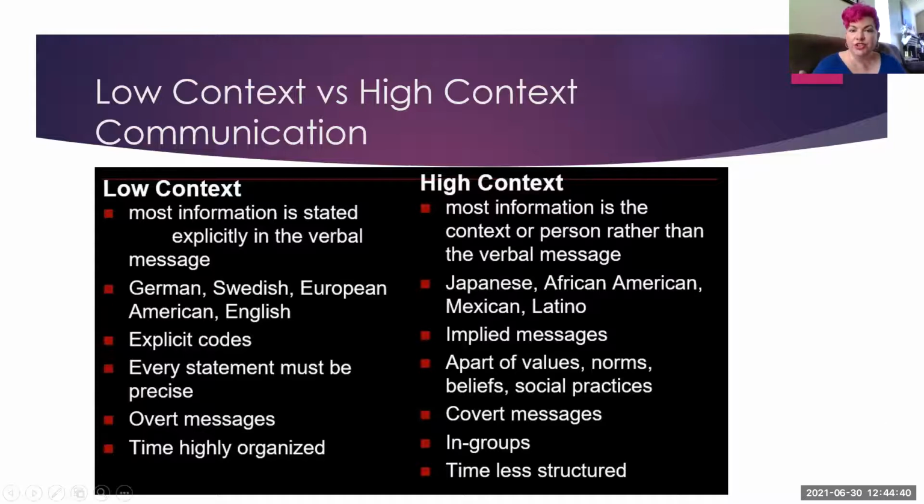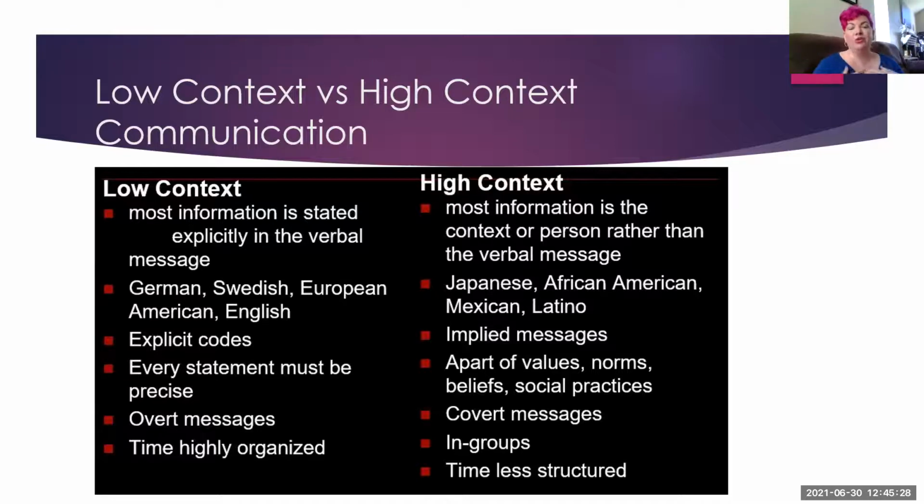Versus in a high context communication type of culture, it's more about what is implied behind what is said, or the gesture behind what is said. The tone of the voice is emphasized more in this type of communication. So it gives an example here of Japanese, African American, Mexican, Latino type of cultures. It's more about the doing versus what is said that is emphasized more. So you can see there are a lot more implied messages that are valued more. And they really like to spend more time in groups. And yes, their emphasis of time is a lot less structured.